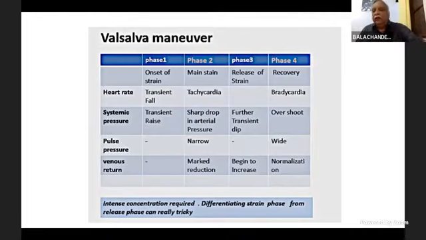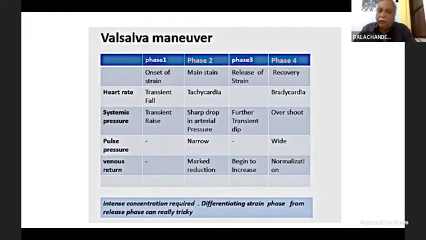You divide that into phase 1, which is not important. Phase 2 is important. Phase 3, again, is not very important. And phase 4 is the most important. So the heart rate goes to bradycardia in phase 4 and tachycardia in phase 2. The systemic blood pressure has a sharp drop in phase 2 and an overshoot in phase 4. The pulse pressure, which is also important but not stressed much: what happens to pulse pressure? It narrows in phase 2 and it becomes wide in phase 4.